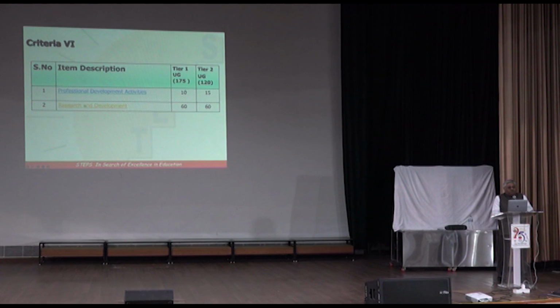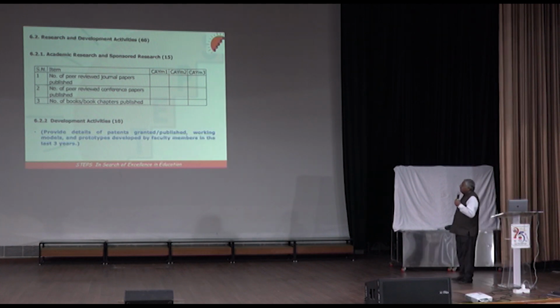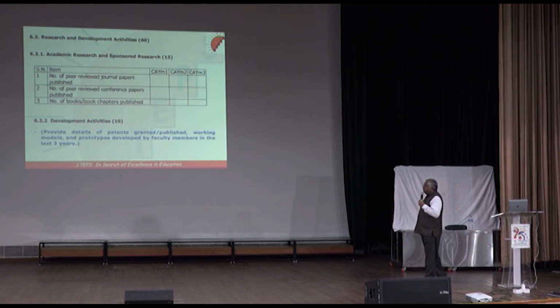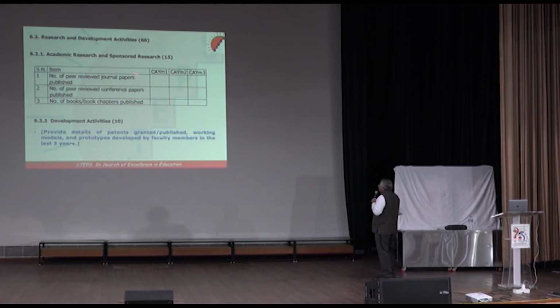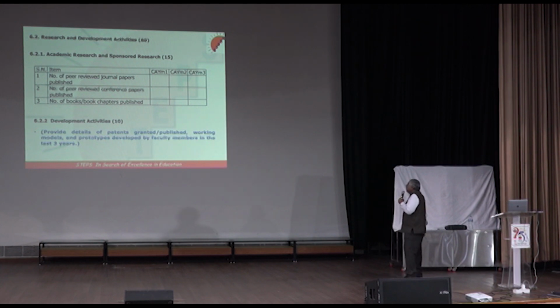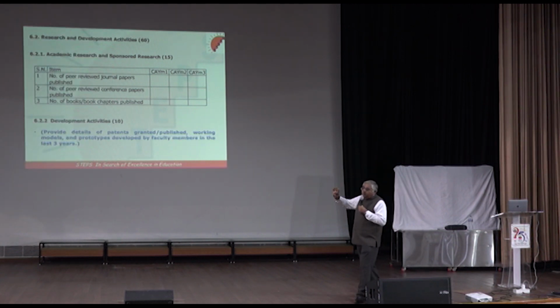Then comes research and development, 60 marks. Number of peer-reviewed journal papers published, number of peer-reviewed conference papers published, number of book chapters published. As per NAC, see, NBA has never given any guidelines on publications.